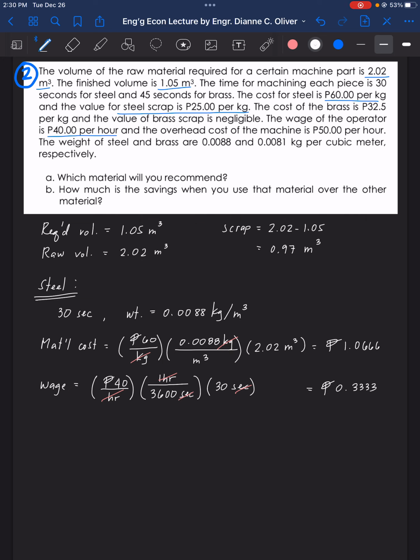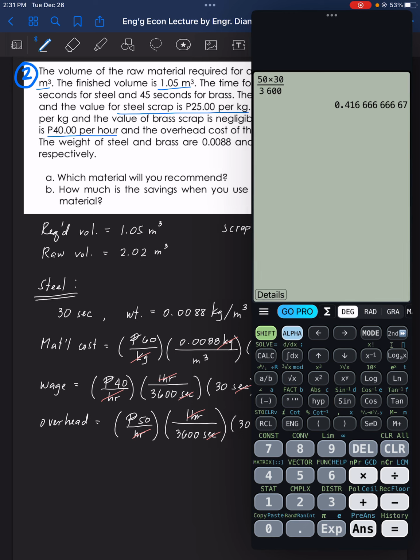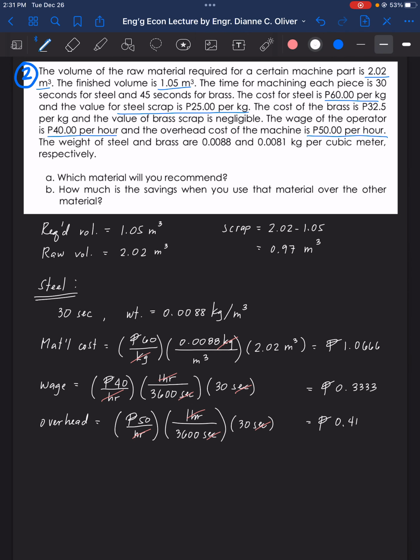Next is the overhead cost of the machine, which is 50 pesos per hour. So 50 pesos per hour, cancel hour, that is 1 hour divided by 3600 seconds, and then we have 30 seconds. Cancel hour, cancel second. So 0.4167.